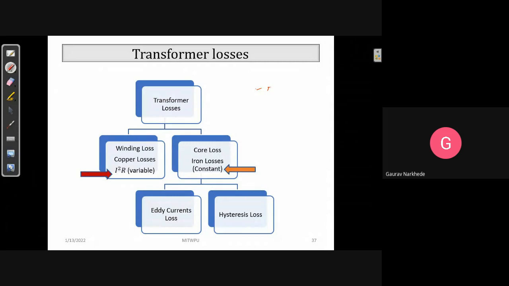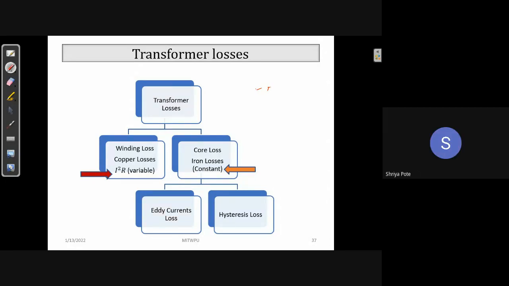How is the transformer made up of? Soft iron, sir. यह आयरन कोर होता है, उसके बाद में कॉपर वाइंडिंग होता है. हाँ. So जब करंट कॉपर वाइंडिंग में फ्लो होता है तो some amount of power will get dissipated, right? क्योंकि कॉपर वाइंडिंग का खुद का रेजिस्टेंस होता है ना?